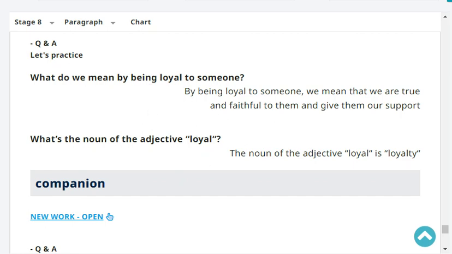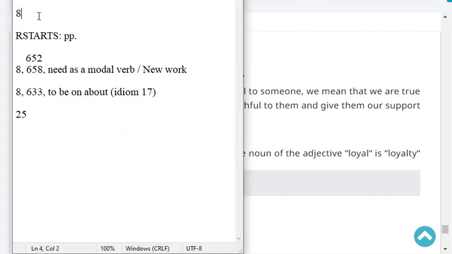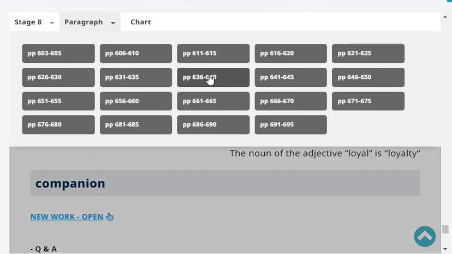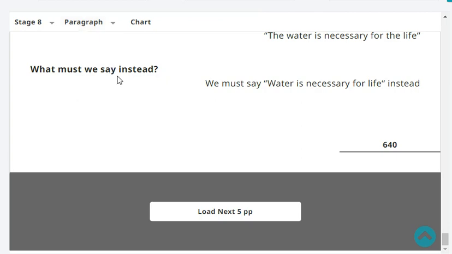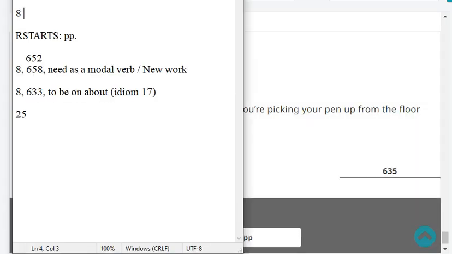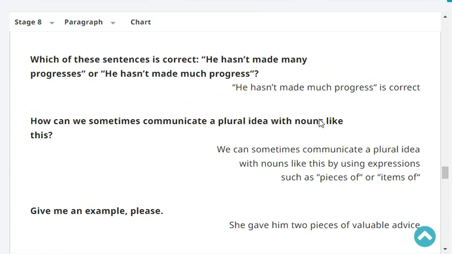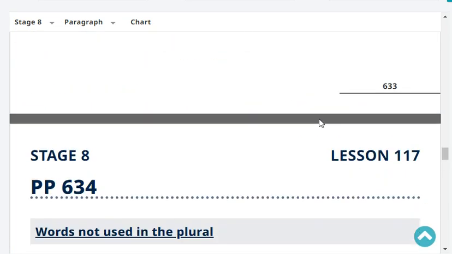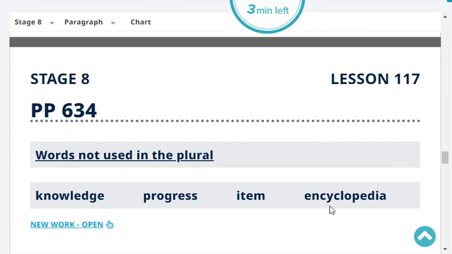Okay, so now let's move on to reading. Our reading is at stage 8, page 633. Our last headword was to be on about, idiom 17. So please start at page 634. Words not used in the plural.